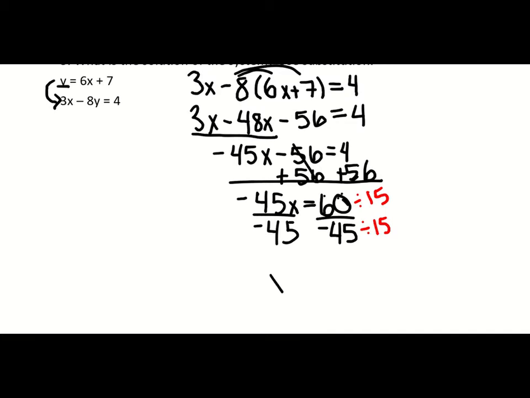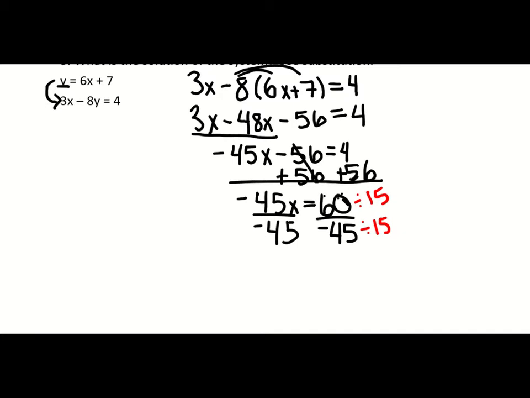So we'll be left with x equals 60 divided by 15 is 4, negative 45 divided by 15 is negative 3. So in this problem, x is negative 4/3. Once I have one value, I'm going to plug it back into either equation. Again, I usually go for the one that's already solved for. So in this case, that's y equals 6x plus 7. I'm plugging in for x.